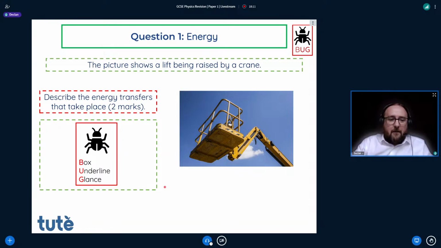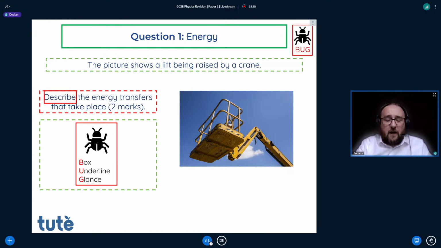2 marks. Our first strategy that I want to introduce you to, if you've been to any of our live sessions before, you might have come across this. It's called BUG, and we're going to box, underline, and glance. So we're going to box our keyword, our command word, so we know what we're having to do. This one we're going to have to describe.